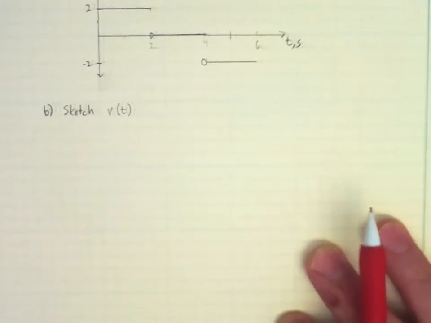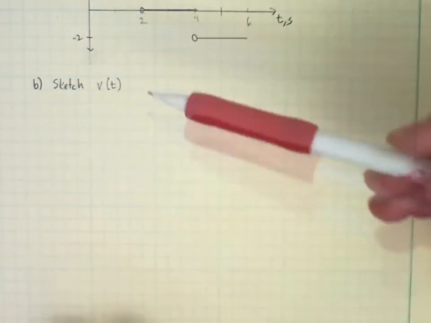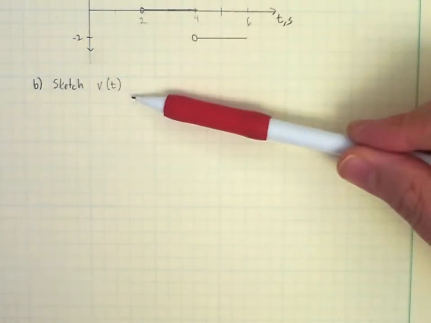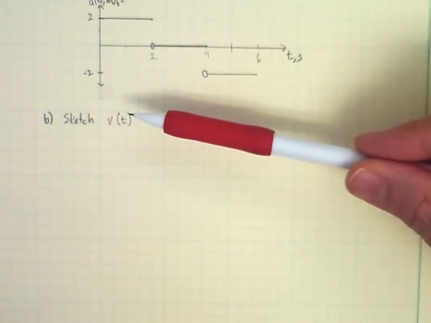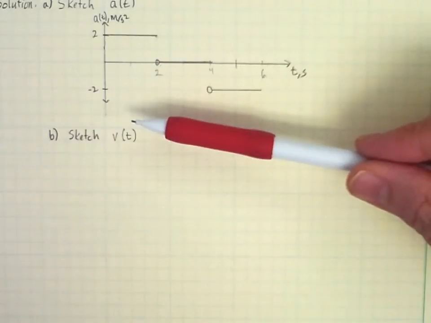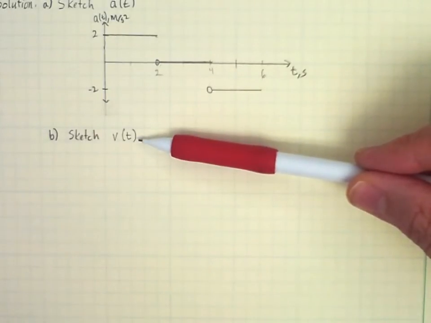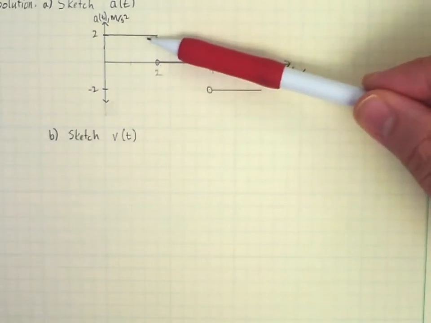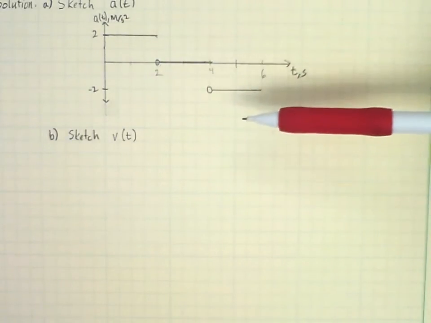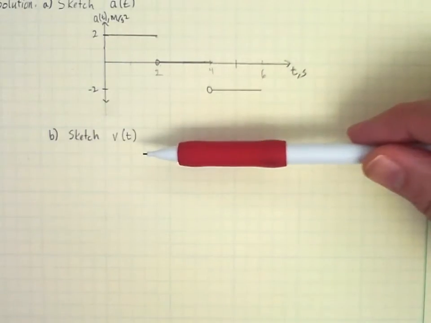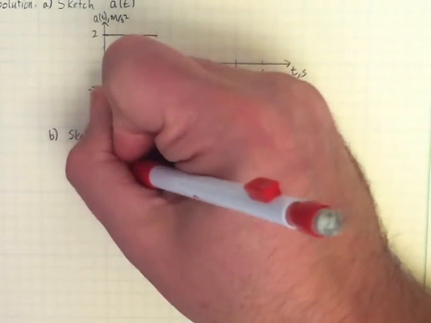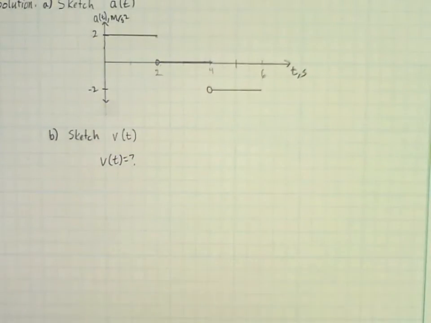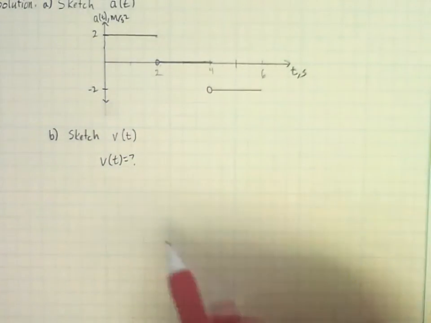Sketching velocity is not quite as straightforward, because we've done these in the past where we've gone backwards. Now, how do we figure out what the function of velocity is? Well, we know that the derivative, or the slope, of velocity comes from acceleration. So that means these values represent the slope, and since they're constant values, v of t must be a linear function. So it's going to change depending on what we're doing.